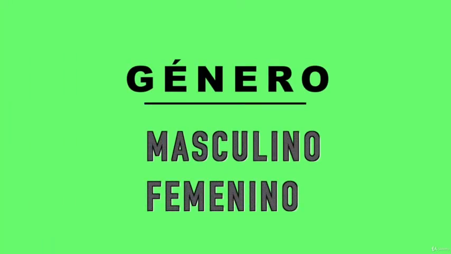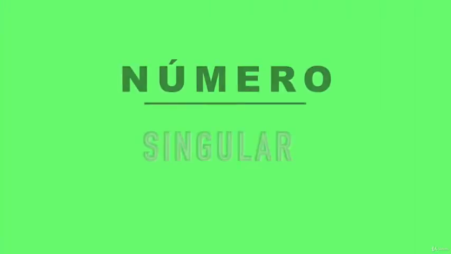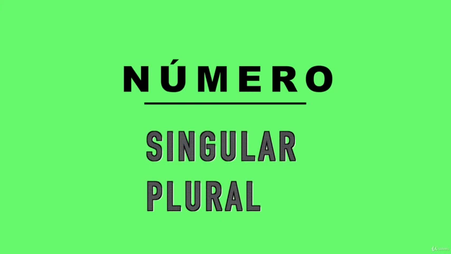In this lesson, we're going to start with the meat and potatoes of the language. When we speak Spanish, we have to be aware that most of the words have gender, masculine or feminine, masculino o femenino, and number, singular or plural. For the moment, we are just going to focus on gender and number with nouns.